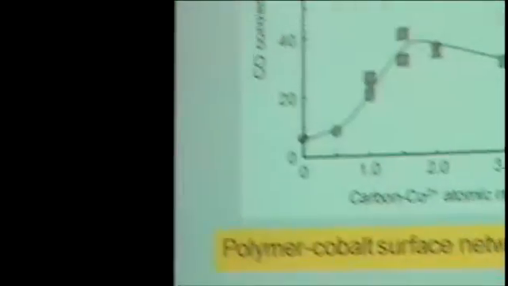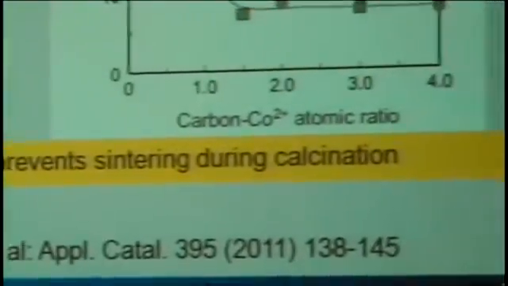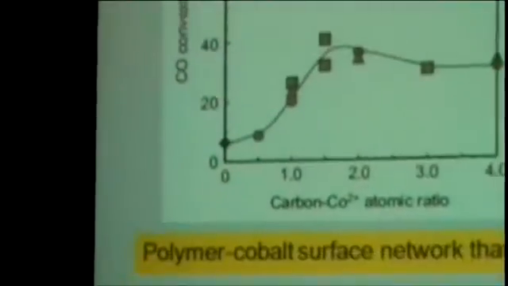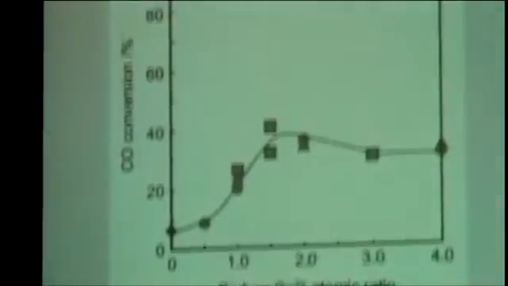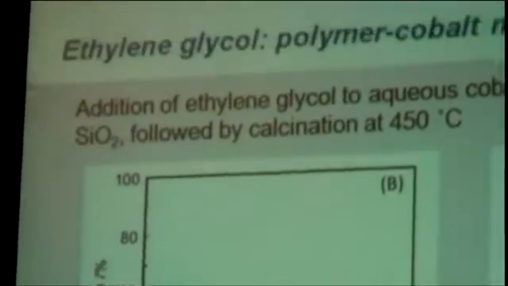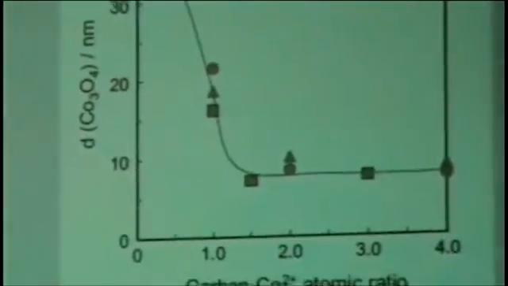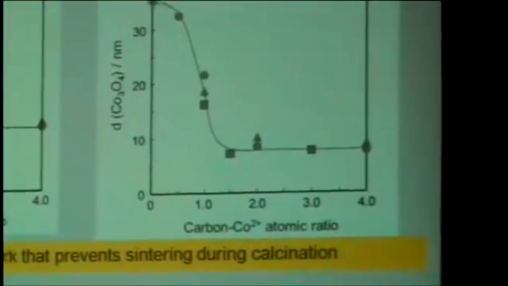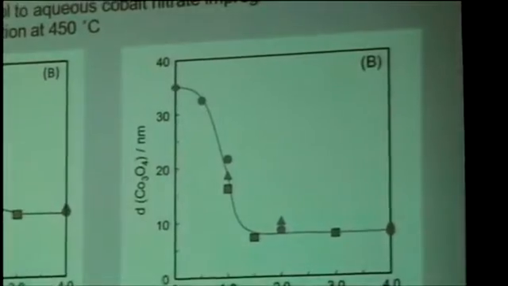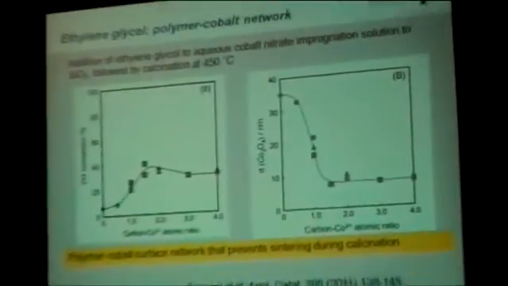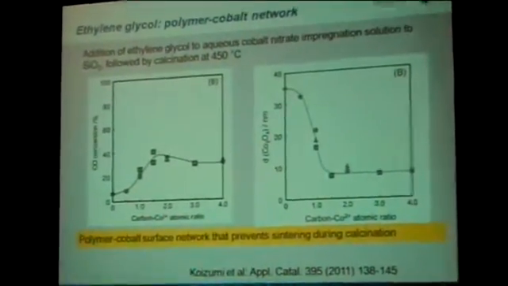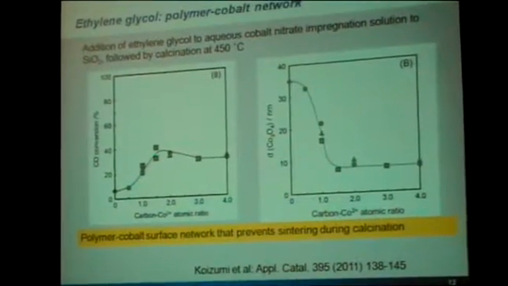Similar work was done by Koizumi. They also used ethylene glycol, and they actually showed a similar effect: a decrease in the Co3O4 crystallite size with an increased ethylene glycol content, and at the same time they see an increase in the conversion, or the activity, of the catalyst. And they believe that these ethylene glycol cobalt mixtures have so much interaction that it prevents sintering during the calcination step.